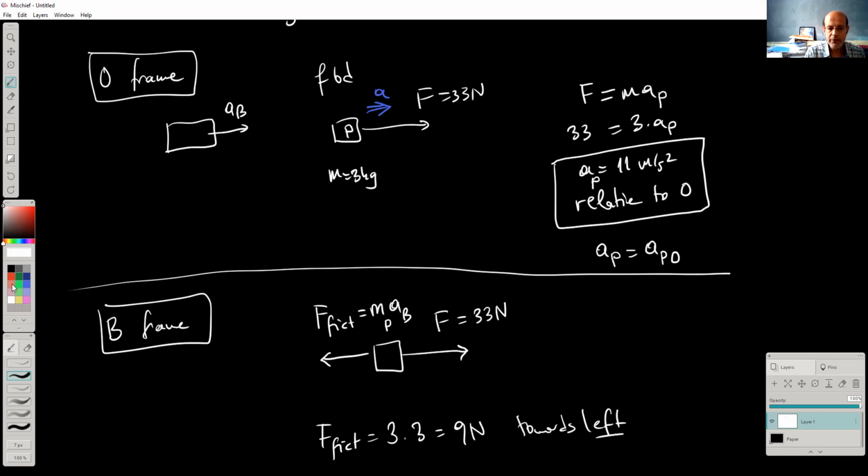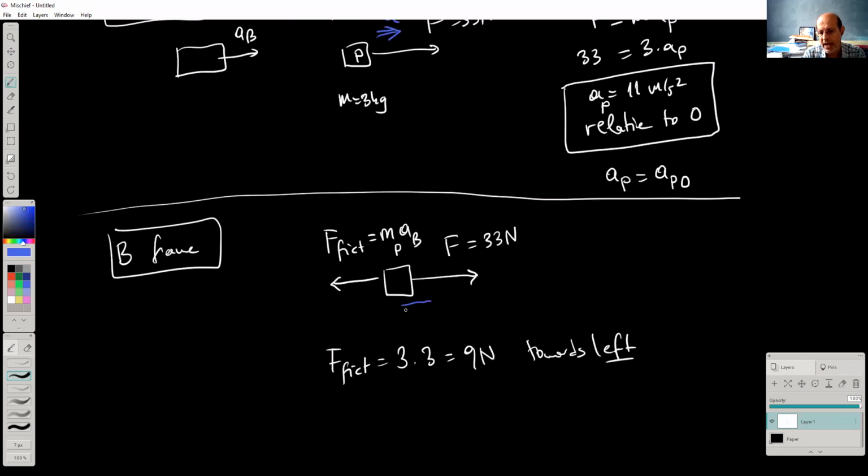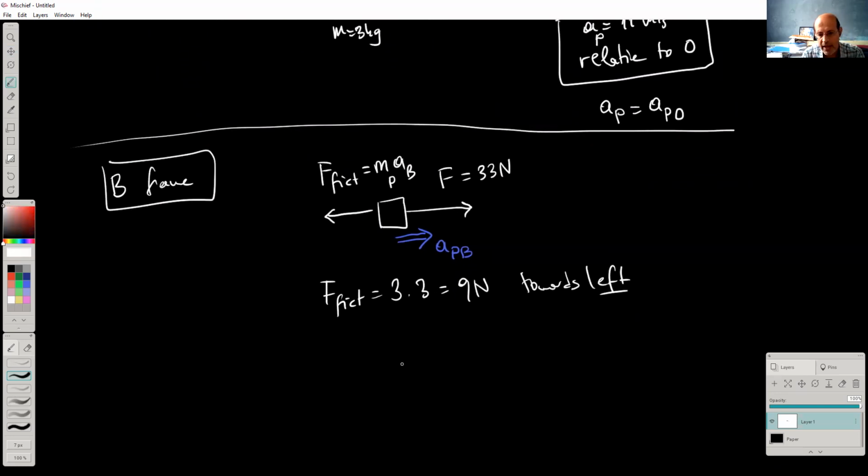So in the reference frame of the bus, the box basically appears to look like this. As a result of that, the block has an acceleration relative to that reference frame. Let's say that it is towards right. And so therefore, F minus F fictitious is equal to the mass of the box, mass of P, multiplied with its acceleration, right? So that's Newton's second law in that frame.